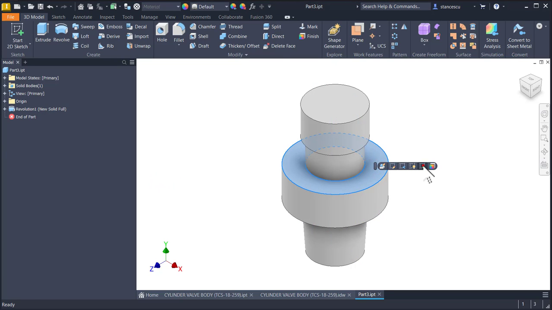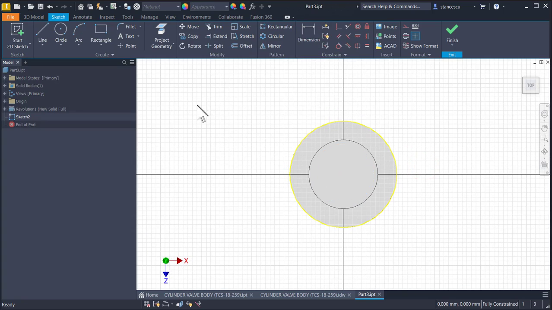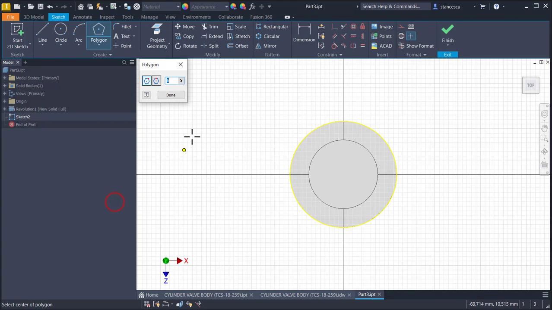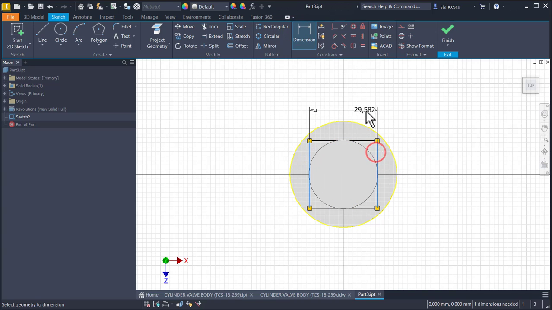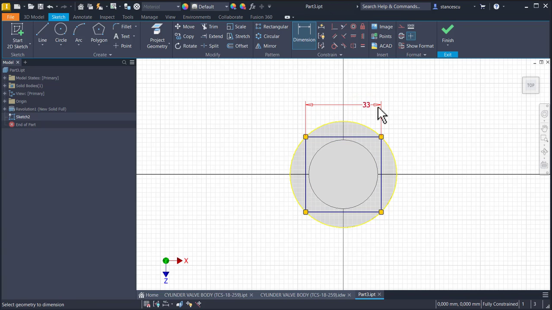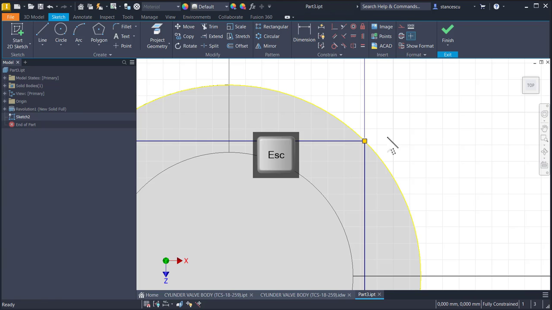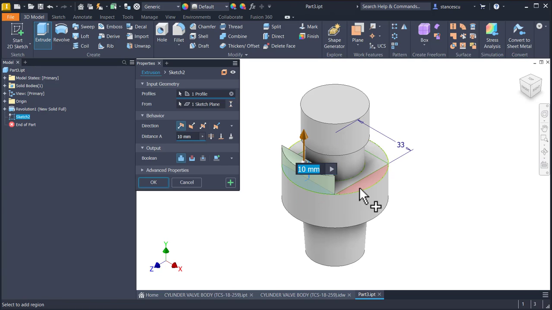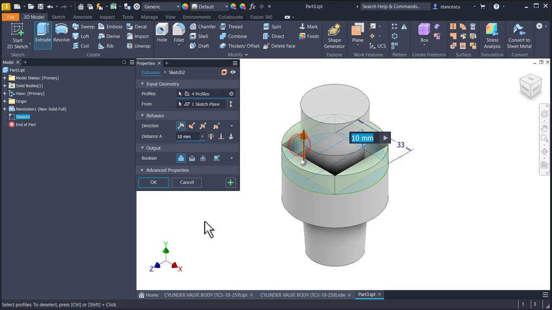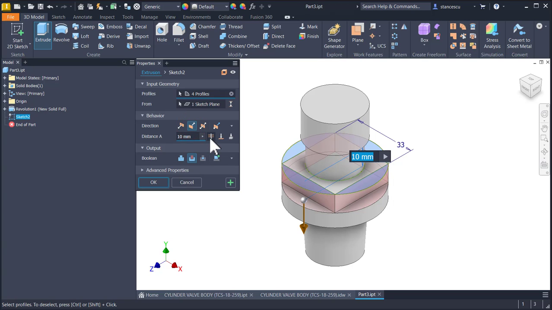This is the face for a new sketch, and we select square, which means polygon with 4 sides, centered here, and this is horizontal. Dimension is 33. You see, this is very coincident with the circle. Finish sketch, extrude, 1, 2, 3, 4 sides, the other direction, all the way.